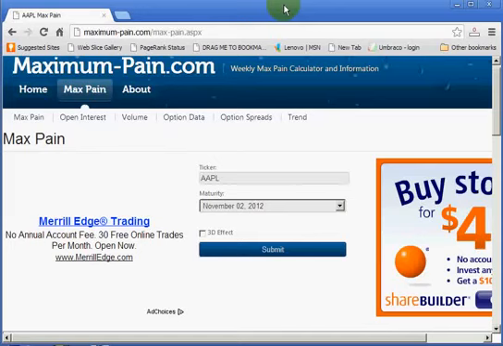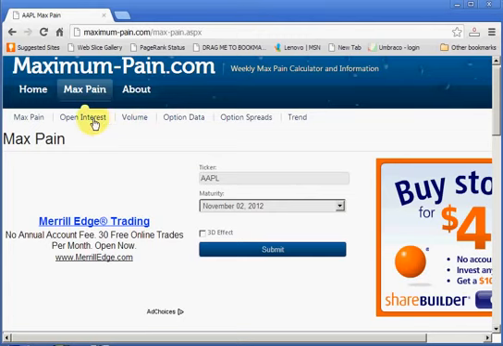What is stock option max pain? Stock option max pain is a calculation that determines the strike price at which the most options will collectively expire out of the money on the expiration date. The opposite side of that is it's the strike price where collectively the option writers lose the least amount of money. And what exactly does that mean?